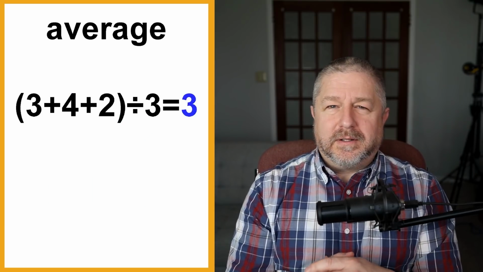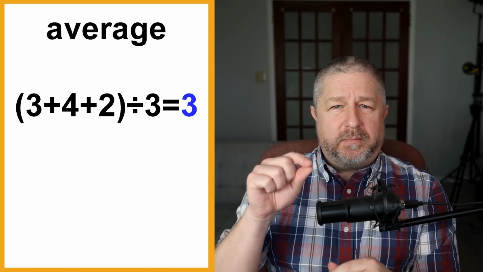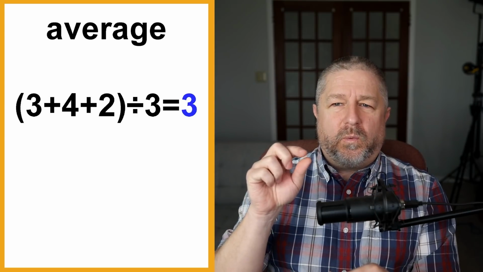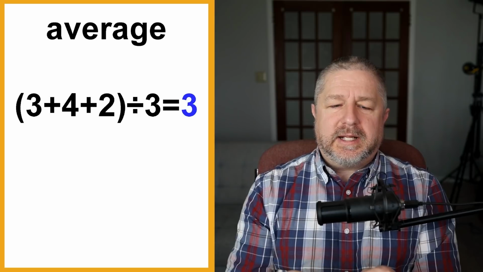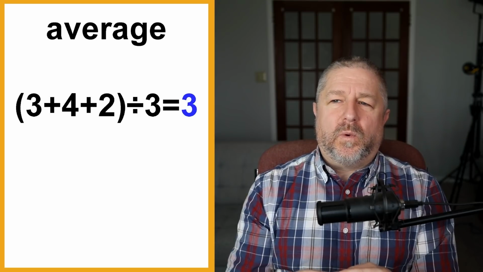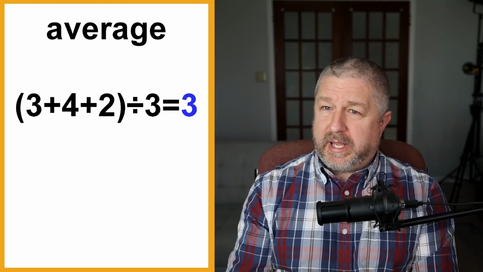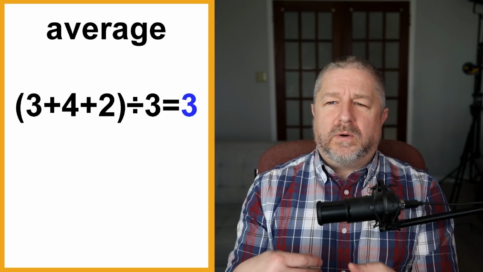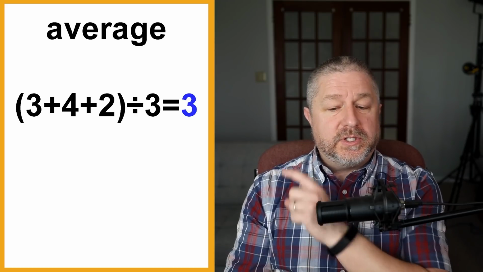Then we have something like average. So average is when you have a few numbers in a row and you want to know what the common average is between them. So let's say this. Let's say one day I sold 3 bouquets, the next day I sold 4 bouquets, and the next day I sold 2 bouquets.